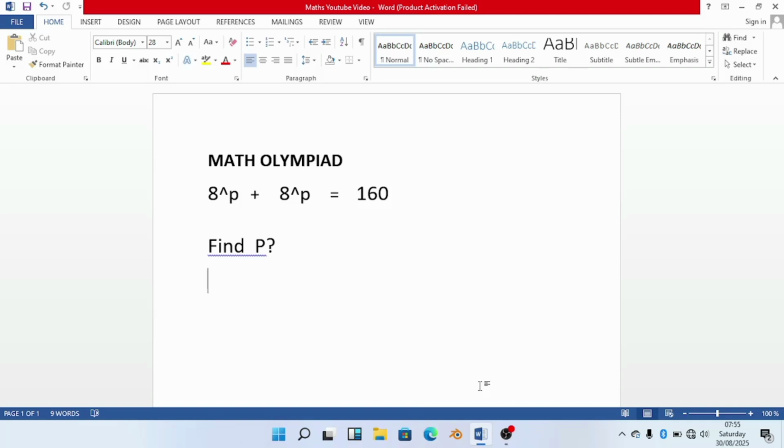So if you look at this equation, we have h raised to power p plus h raised to power p is equals to 160. And we are to find p. A lot of people might actually start panicking and saying, I don't know what to do. What is even the first step to go in this equation? So I can be of help here. I believe the first thing to be done here is to look at the question and understand what it entails. Look for what they're asking you to find. So here, we are asked to find p.